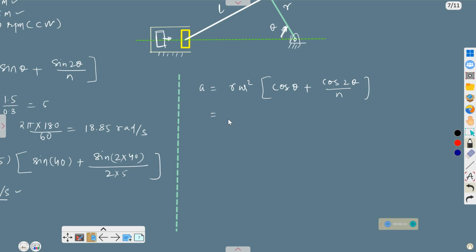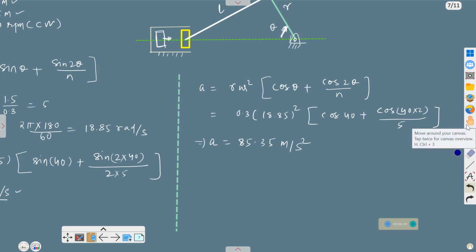So all these values are known to us. So r is equal to 0.3 and omega is 18.85, squared, times cos 40 degrees plus cos 40 into 2 divided by n, that is 5, right? If we calculate this value, from here I can find the acceleration of the piston as 85.35 meter per second square, right? So with this, the first half of the question is completed.